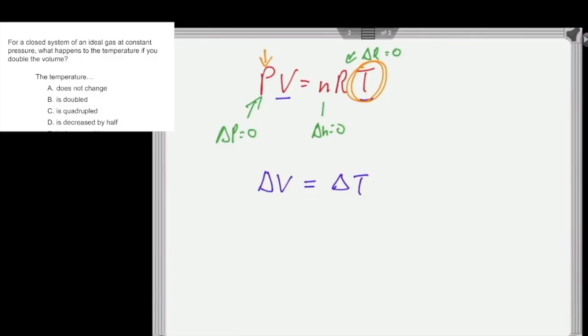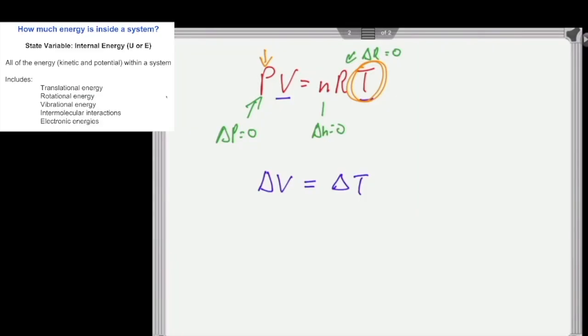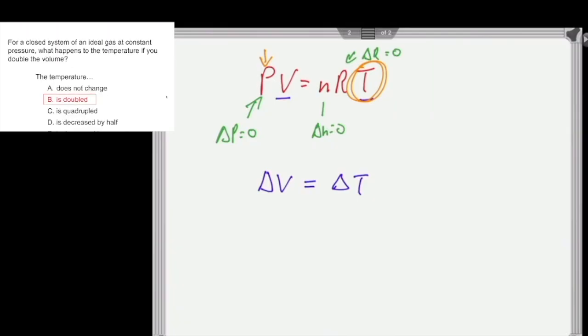Remember, we've only got 3 degrees of freedom, right? If we're saying it's closed, N and R are locked in. We have 3 different degrees of freedom, and we have to push and pull between these different parts, right? So in this example, yeah, it's going to be doubled.